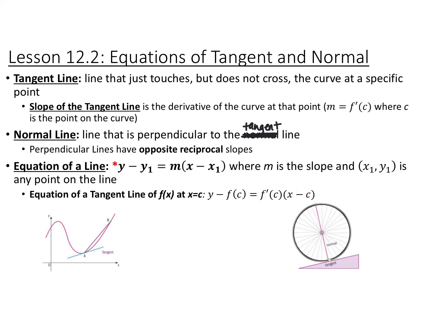So given this, if you have a point where you want to find the tangent line at x equals c, then the equation of the tangent line would be y minus the y-coordinate, which would be f of c, is equal to the slope, which would be f prime of c, times x minus your x-coordinate, which would be c.